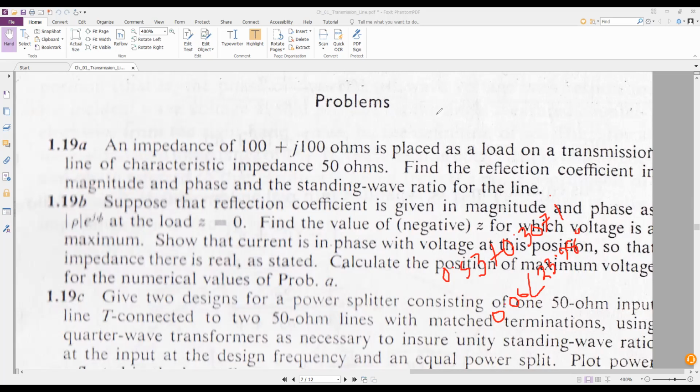Now you can find out the S. 1 plus 0.06, 1 minus 0.06.